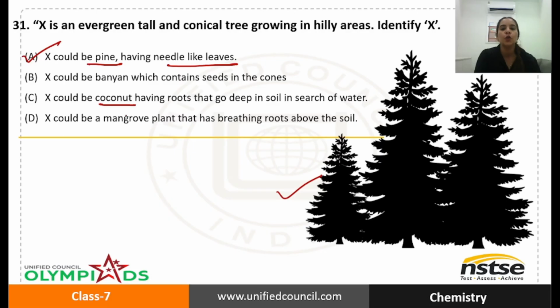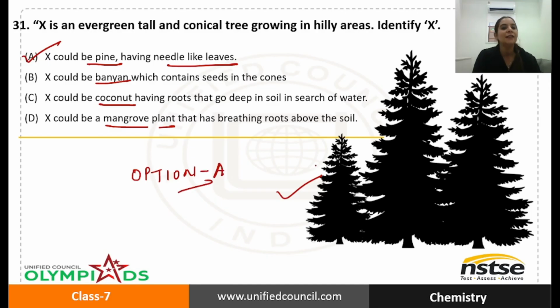coconut trees, because coconut trees grow near river banks. Most of the time they grow near river banks, like they are found in Tamil Nadu, Kerala, Goa, etc. And if I talk about mangrove, they actually grow at places which are near equator. And banyan tree again is not found in the hilly areas. So that is the reason the correct answer here is option A.